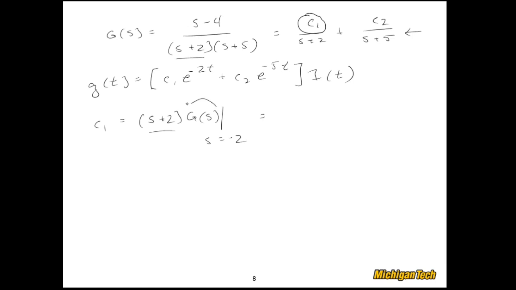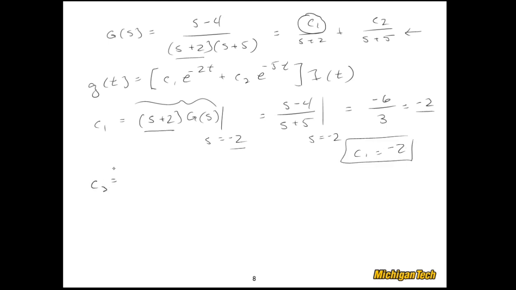What this is doing is it's canceling out that s plus 2. So if I do this operation, what I'm left with is s minus 4 over s plus 5. And then I let s equal negative 2. The negative 2 comes from that root. So what this gives me is, let's see, negative 2 and a negative 4, so negative 6 over 3, or negative 2. Great, so c1 is equal to negative 2. Boom, done.